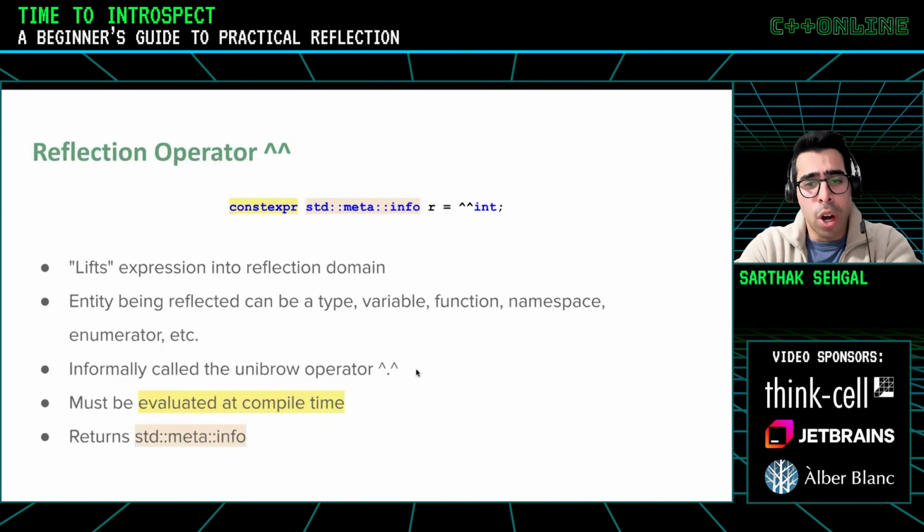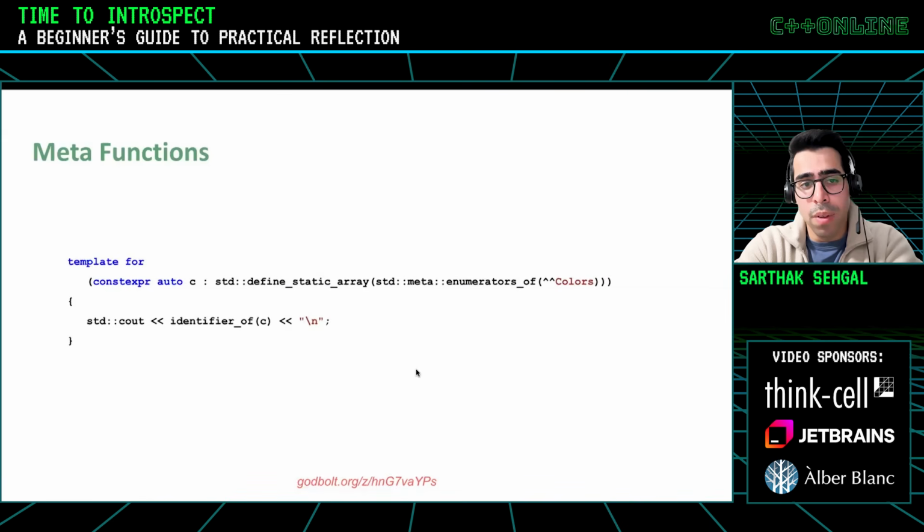Now, just with the reflection operator, we can start to have some fun and start to use some meta functions. What this reflection operator is doing is simply giving me a reflection of int here, and I can then use some meta functions to operate on this reflection. Let's have a look at an example that we've done before. So in this example, or actually a bit more sophisticated than that, what I'm doing is iterating over the enumerators of the colors enum that I've defined before and printing each of the elements.